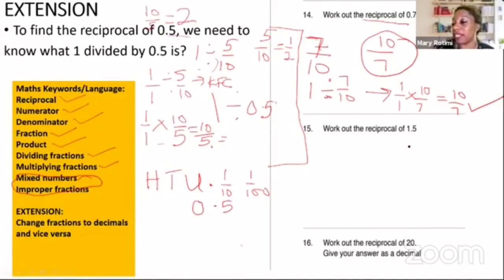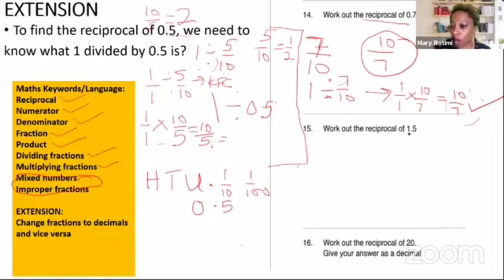How do you check if this answer is actually correct? If you remember that, well done. You check by multiplying your reciprocal, which in this case is 10 over 7, by what you were given, 7 over 10. Whatever you get should give you one whole number. And that means you're right. That means your reciprocal is correct.